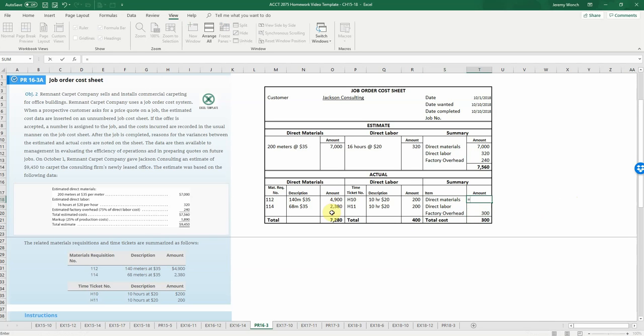Then we'll carry over our direct materials and direct labor to give us a total job cost of $7,980. So we were estimating $7,560, and it ended up costing us $7,980. So we went a little bit over what we estimated. However, with that 25% markup, we didn't lose money on the job, but we just didn't make as much as we were hoping.